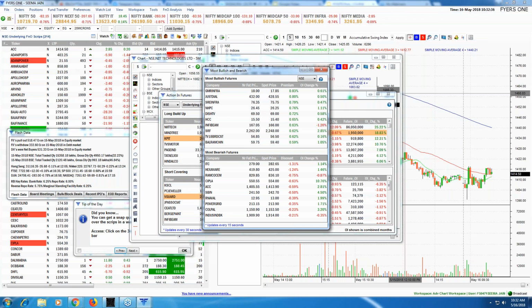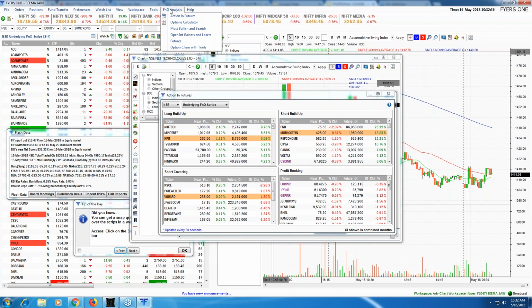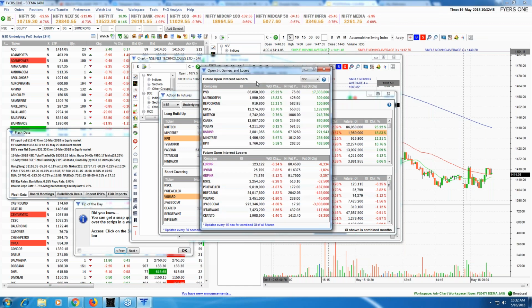Then you can figure out a lot more from here. Like you get to see open interest gainers and losers. The biggest gainers in open interest are PNB, Muthoot Finance, Repco Home. They're all on the sell side. Then Cipla, NIIT Tech, Canara Bank, Voltas, Mindtree, KPIT.